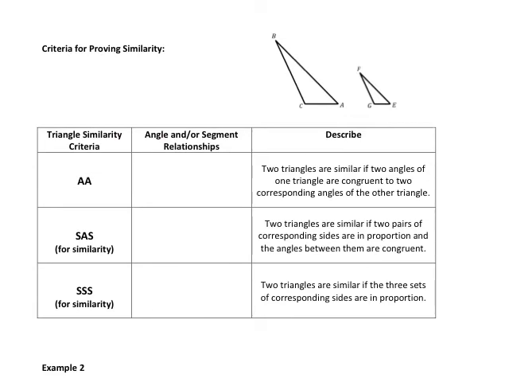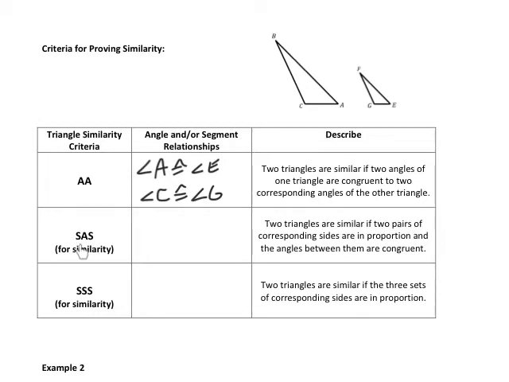So we actually have three criteria for proving similarity. We tend to use angle the most, but here they are. There's the abbreviation, and then we can write up the segment or angle relationships. The first one is angle. It says two triangles are similar if two angles of one triangle are congruent to two corresponding angles of the other triangle. So we could prove that. To prove that, all we would have to show is, for example, angle A is congruent to angle E, and angle C is congruent to angle G. That's sufficient to show that triangles are similar.